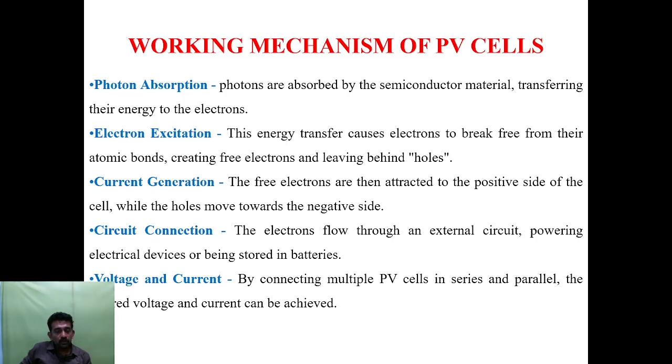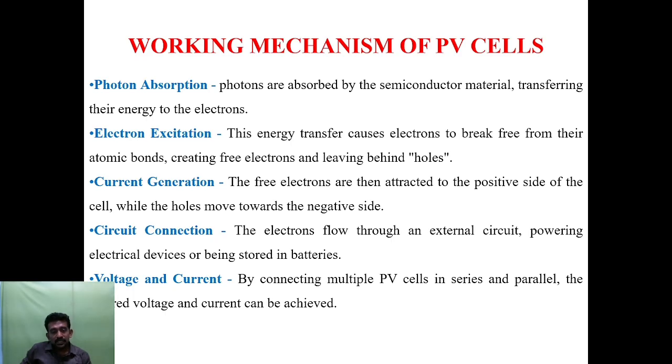Initially there is photon absorption. So the photon that is coming from the sun is absorbed by the silicon material, which transfers its energy to the electrons of the silicon. So this energy transfer makes the electron excited. In the second point, we see that the electron gains the energy from the photons, and this gain causes the electron to break free from its atomic bond.